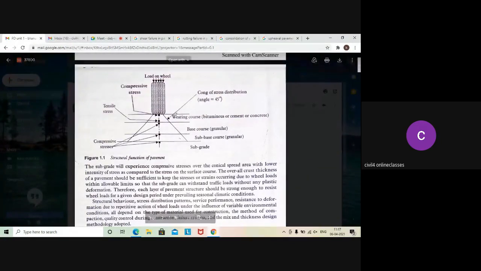And the first layer you call the wearing course. It may be bituminous or cement concrete. That means depending on the type of pavement we are going to construct, it will vary accordingly. And next one is your base course. It may be a granular course. Next one is your subbase course. It is also granular. The last one is your subgrade. So all these are the different layers of a pavement structure.